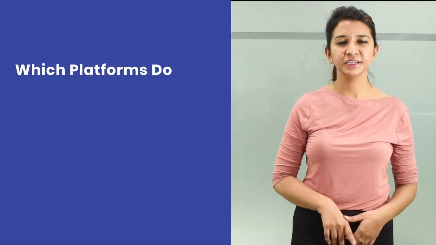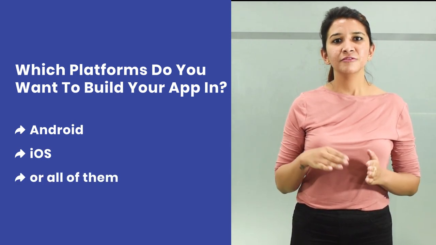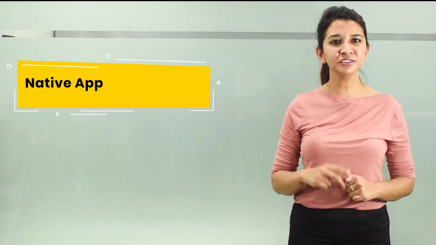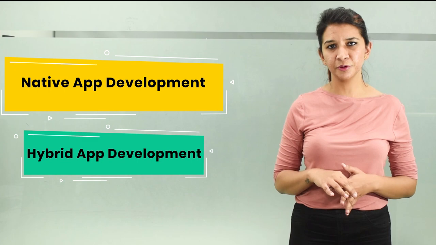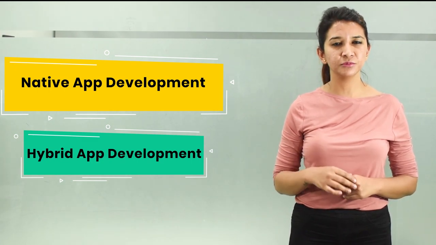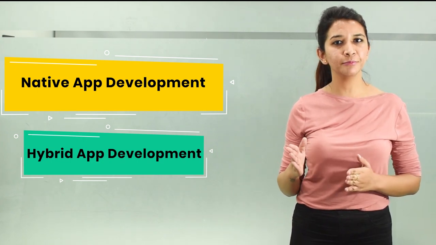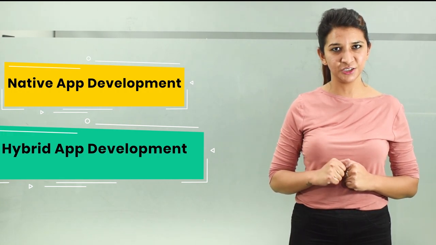Now, let's have a look at the most popular factors which affect the cost of your app development. The first one is, which platforms do you want to develop your app for? Whether it is iOS, Android or both. If you want to develop on both platforms, you have two options. First, the native one, second, the hybrid. If you go for native app development, you will have to hire two teams, one for iOS development, one for Android development. If you go for hybrid development, you will have to hire one team and they will develop your entire application.